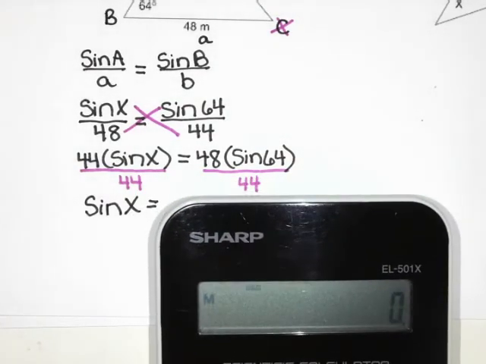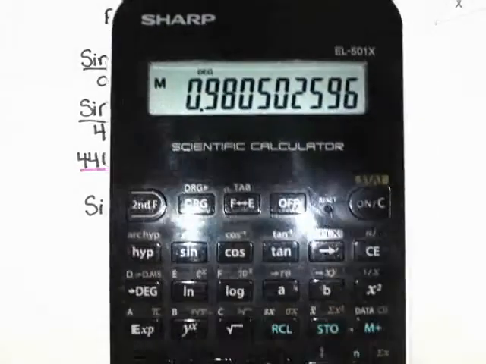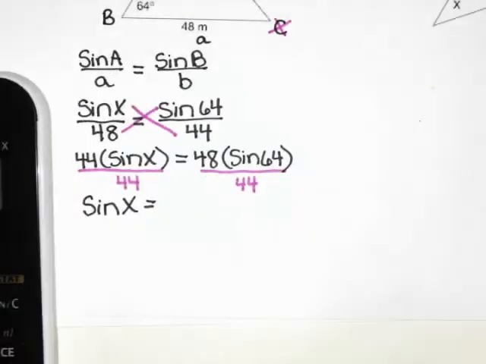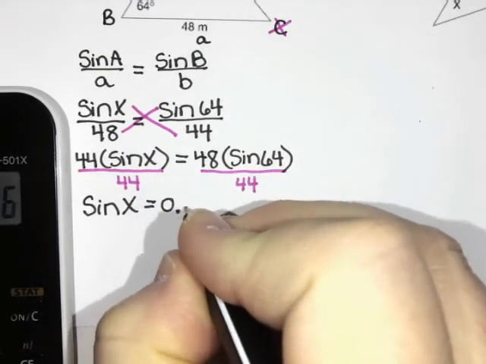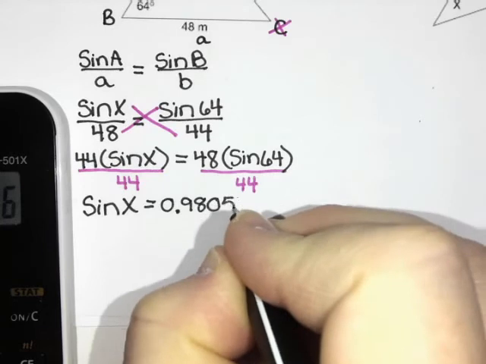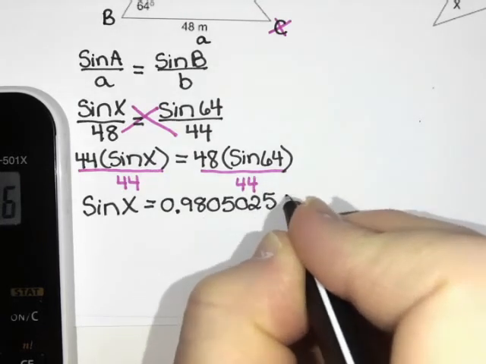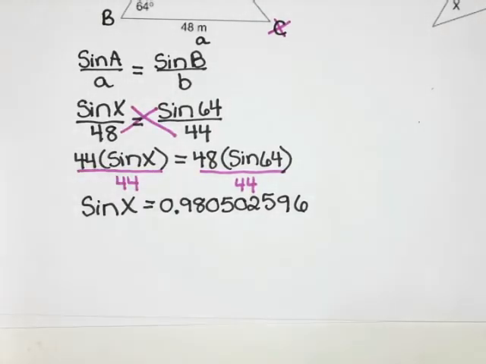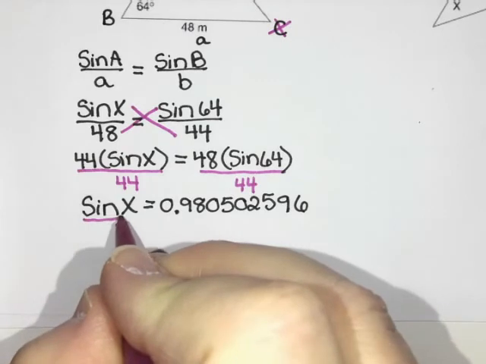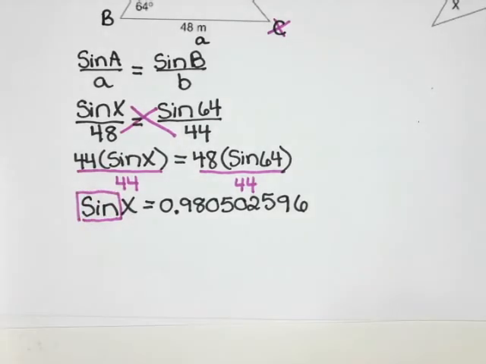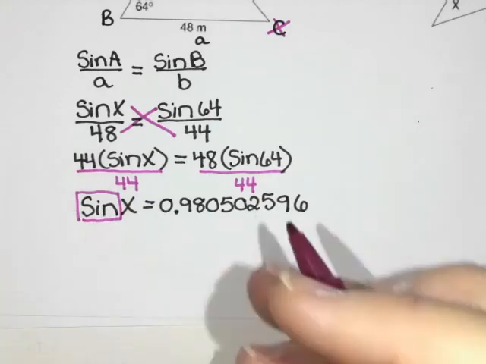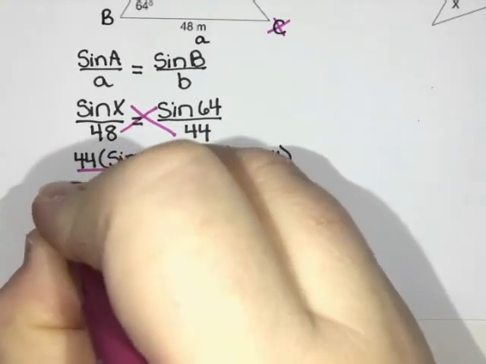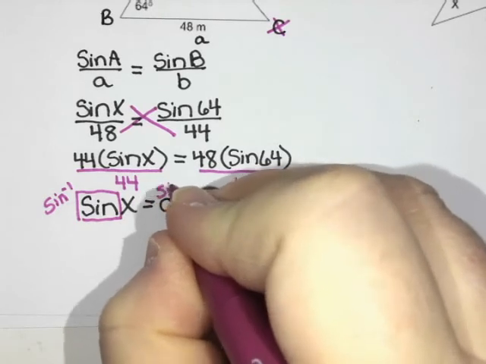So 48 times sine of 64 divided by 44 equals, I get this decimal here, so I'm going to write that whole thing down. So I have 0.980502596. That's that number. Okay, now from here, all I need to do is get rid of that sine. How do we get rid of just a sine that doesn't have a number with it? We do the inverse sine.